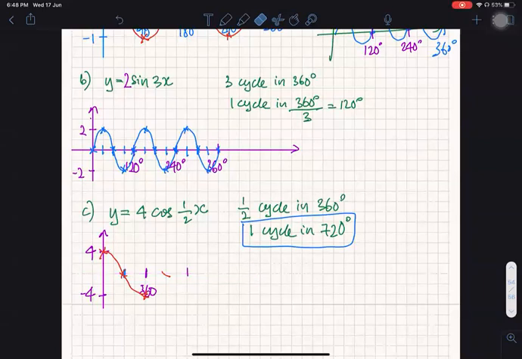720, and you're going to draw only until 360. So yeah. Okay, and this is so ugly, I cannot stand it. I'm going to draw it again.